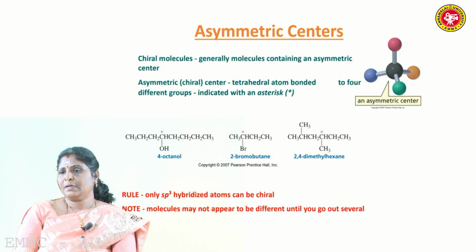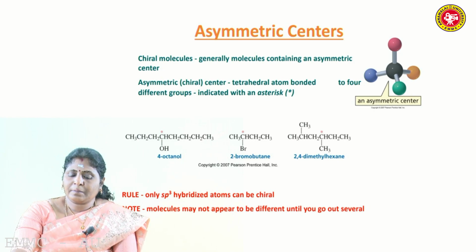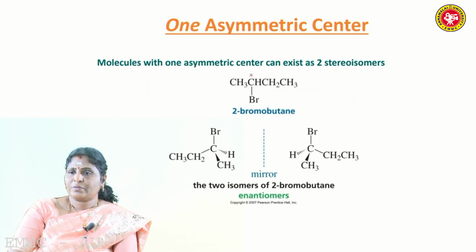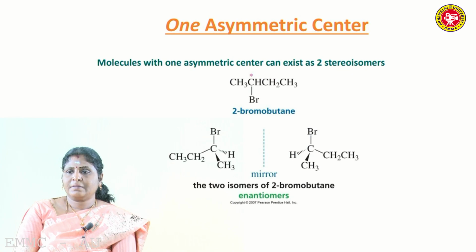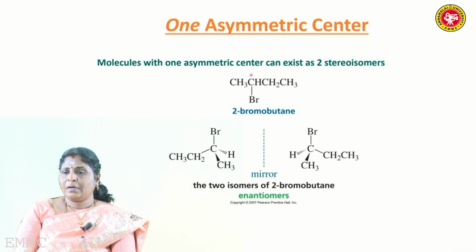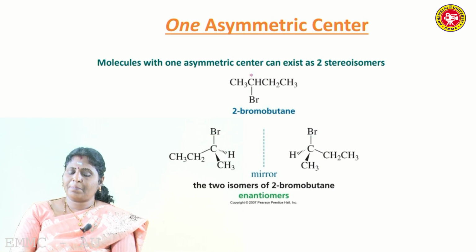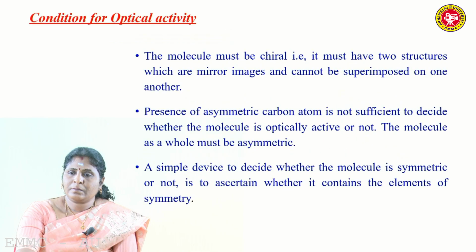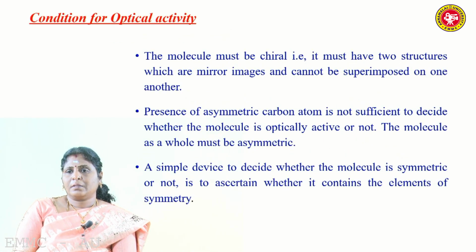An asymmetric center is shown in 3 dimensions. Compound possessing one asymmetric center. So in this example 2-bromobutane, the 2 isomers are given here. The tetrahedral carbon is capable of existing in 2 isomeric forms, which means it can exhibit optical activity. Condition for optical activity: the molecule must be chiral, that means it must have 2 structures which are mirror images and cannot be superimposed on one another.